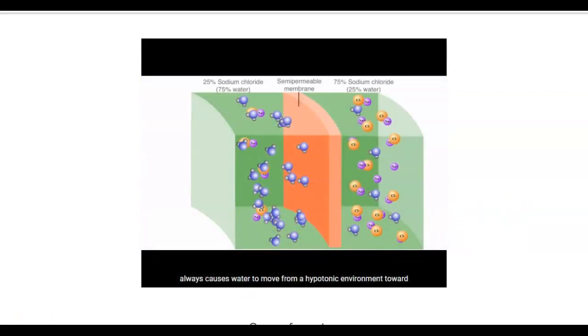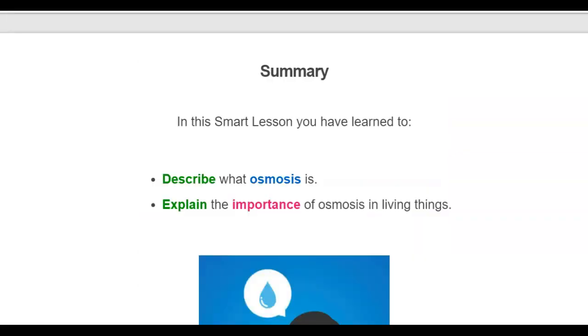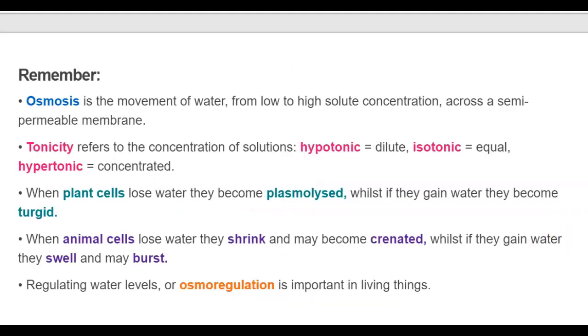An important thing to remember is that osmotic pressure always causes water to move from a hypotonic environment toward a hypertonic environment. Okay, so girls, let's wrap it up. So, in summary, hopefully you have now learnt to describe what osmosis is and explain the importance of osmosis in living things. The last thing I want you to do is copy this summary, which is basically everything that we've just been over. Thanks, girls.